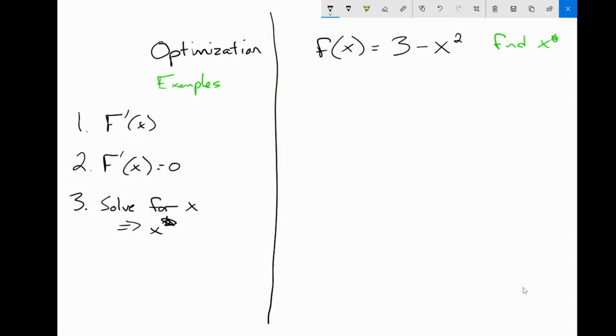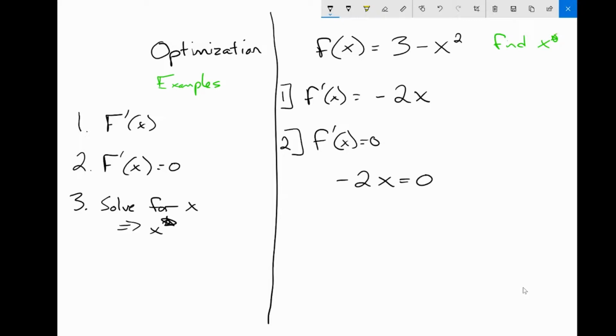Well, step 1, find the derivative. What's the derivative? We'll take the derivative of 3, that drops out. Take the derivative of negative x squared, that would be minus 2x, right? All right, then the next step will be set the derivative equal to 0. Okay, so let's do that: negative 2x equals 0.